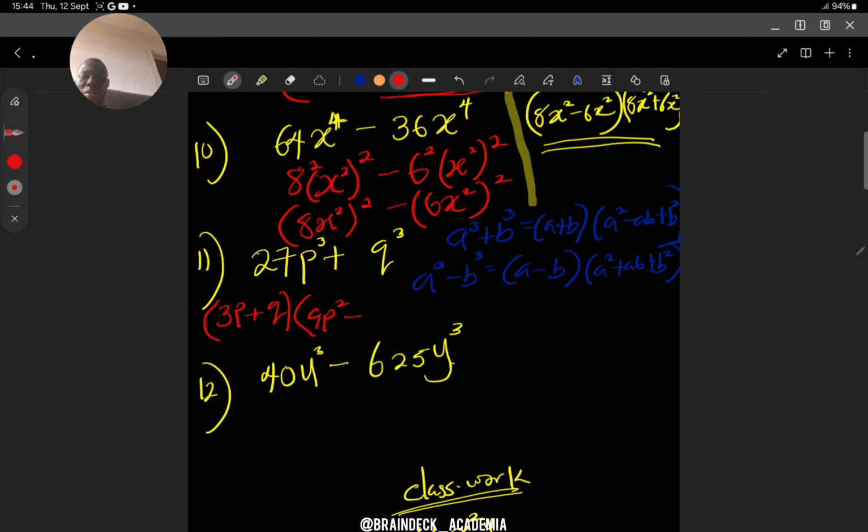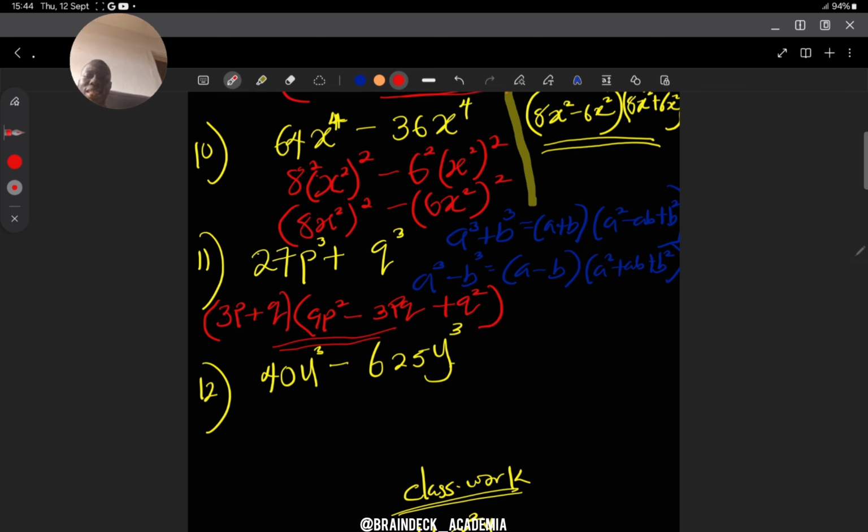Then ab, this is a and b, so that will be 3p cube, which is ab, this is a, this is b, so minus 3p cube, then plus b is what? Q square. And that's how you factorize that.